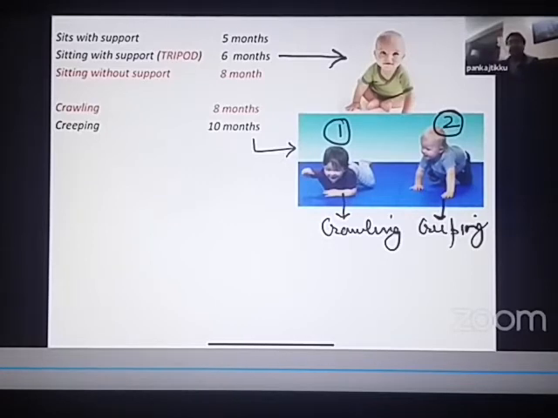But at 10 months, the child is creeping on level ground. When does the child creep on stairs? The child creeps on stairs at the age of 15 months. So they ask you, when does the child start creeping? The child starts creeping at the age of 10 months. But when does the child start creeping on stairs? The child starts creeping on stairs at the age of 15 months.